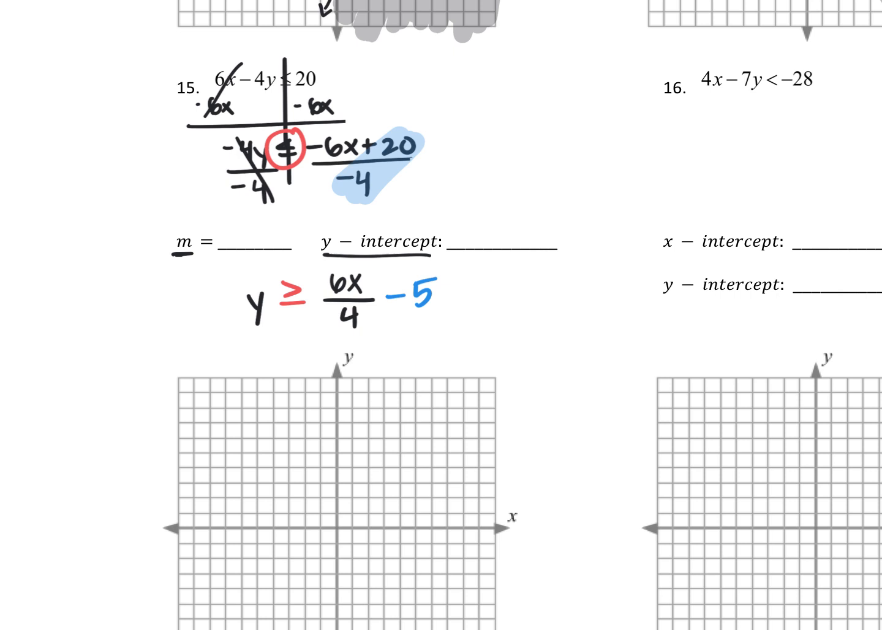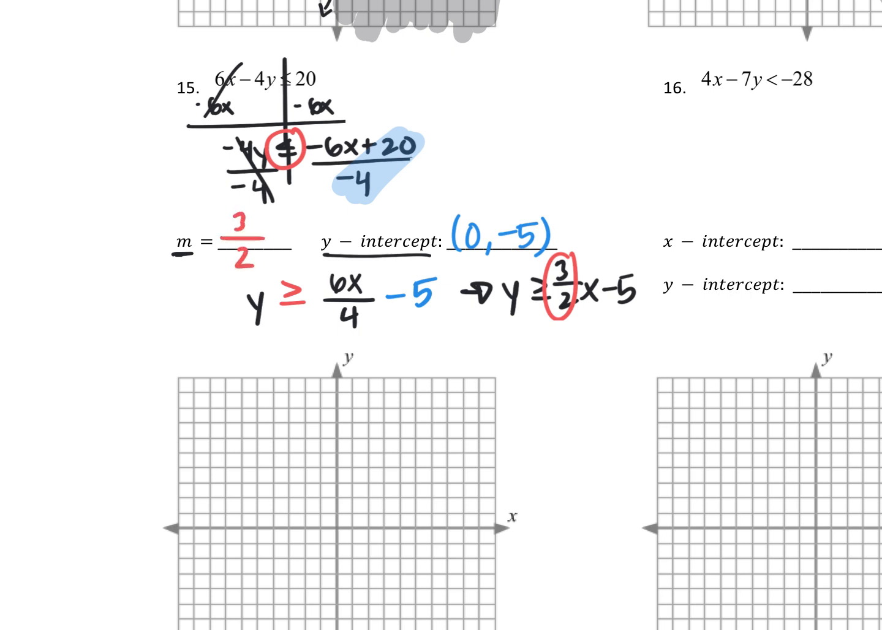Okay, we should be thinking to ourselves, can I simplify this? I can, in fact, simplify this problem here. So I'm going to go ahead and simplify this fraction. So your final slope-intercept form is going to be y greater than or equal to 3/2 x minus 5. So my y-intercept will be 0, -5. My slope is that number in front of your x, so 3/2.